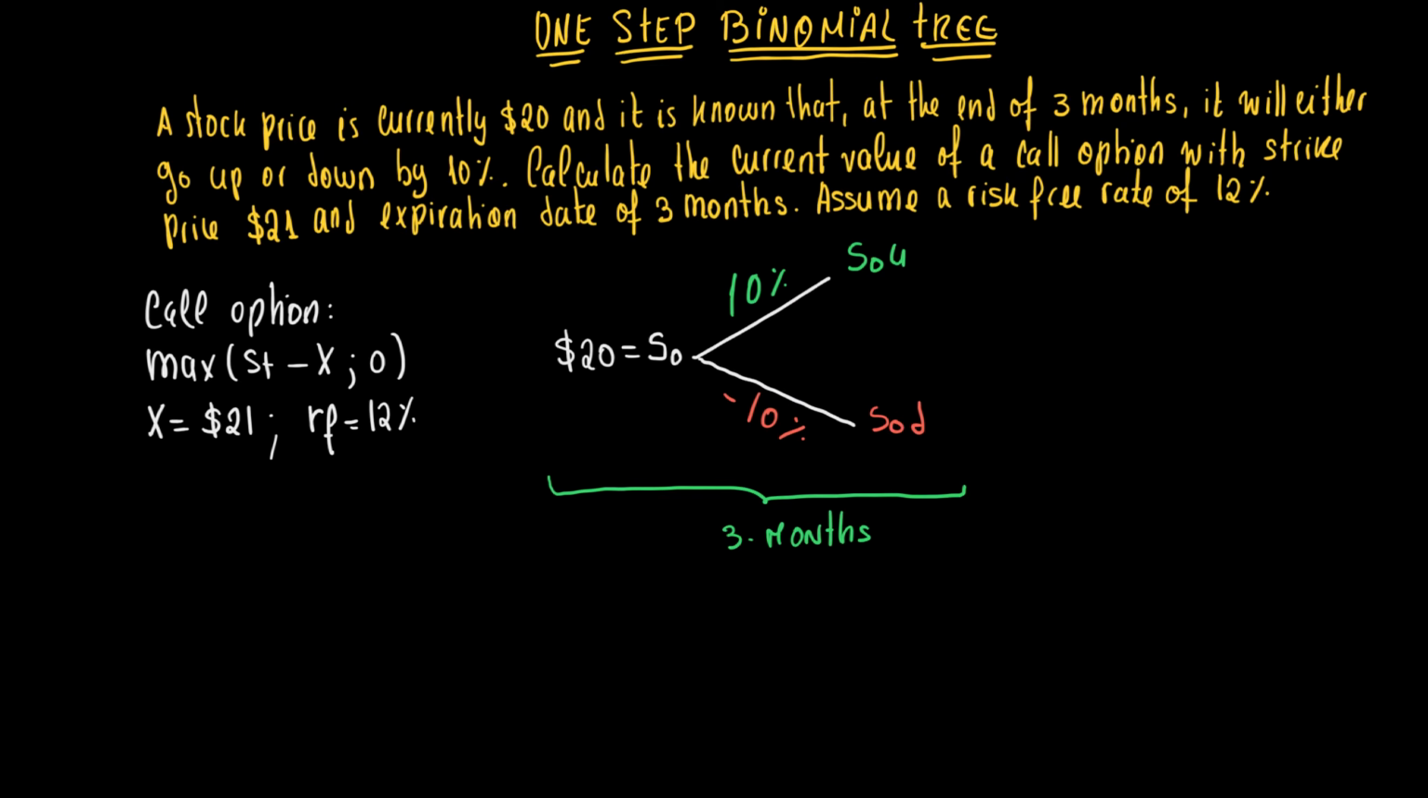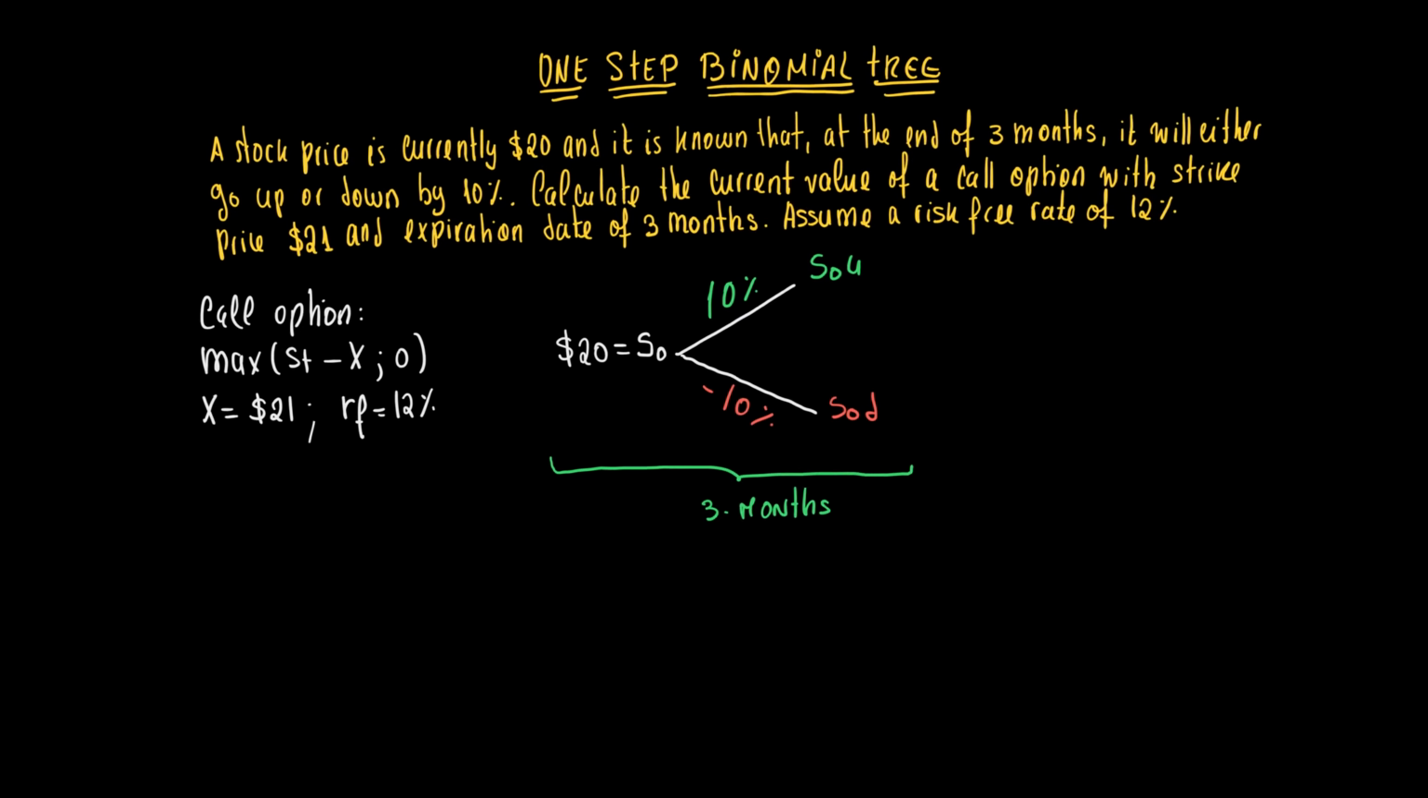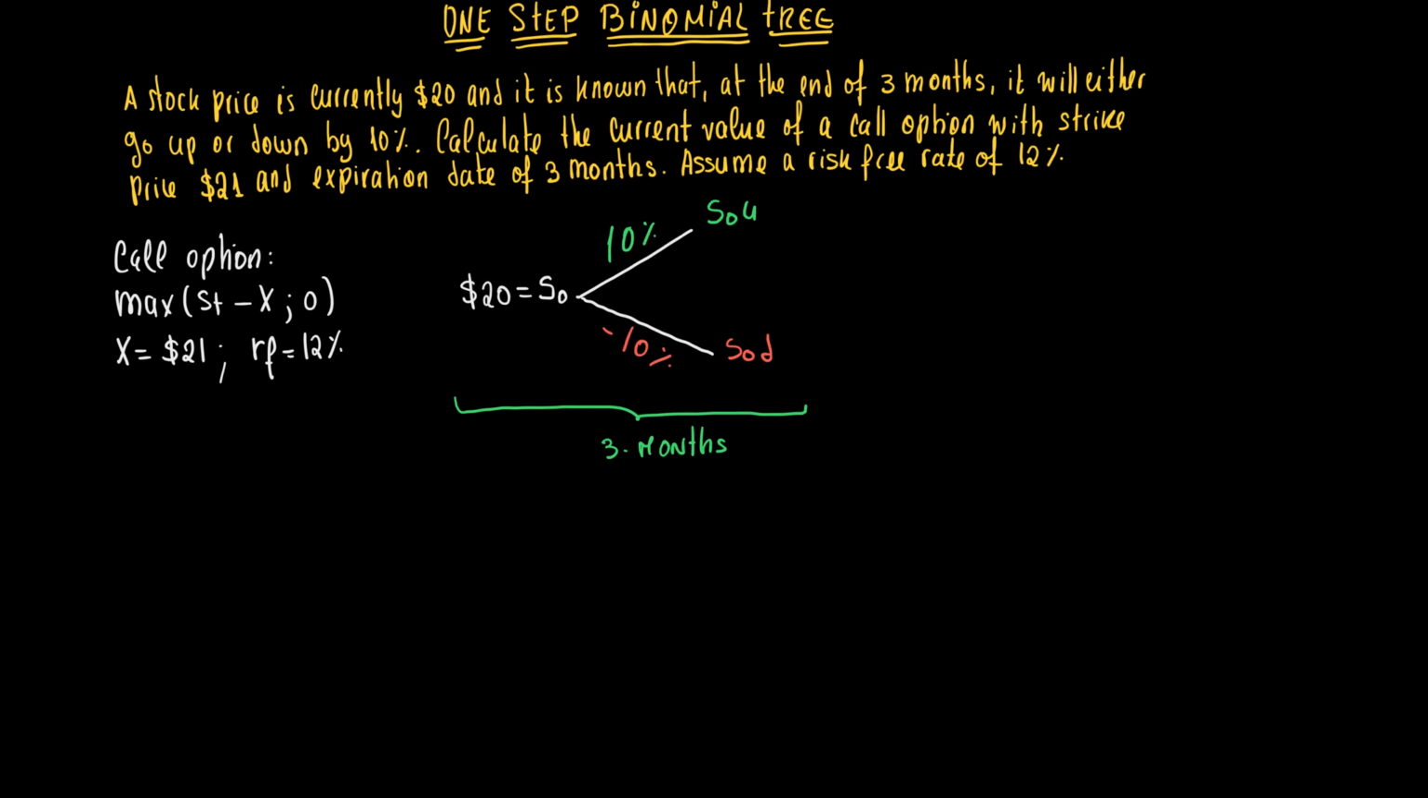So how do we start this exercise? We start by computing the values of our stock prices when they go up and when they go down. Let's write here step 1. We compute the values of S0 up and S0 down, the stock price going up and going down. We start with the current stock price, which is $20. And how do I reach this price, starting from here?